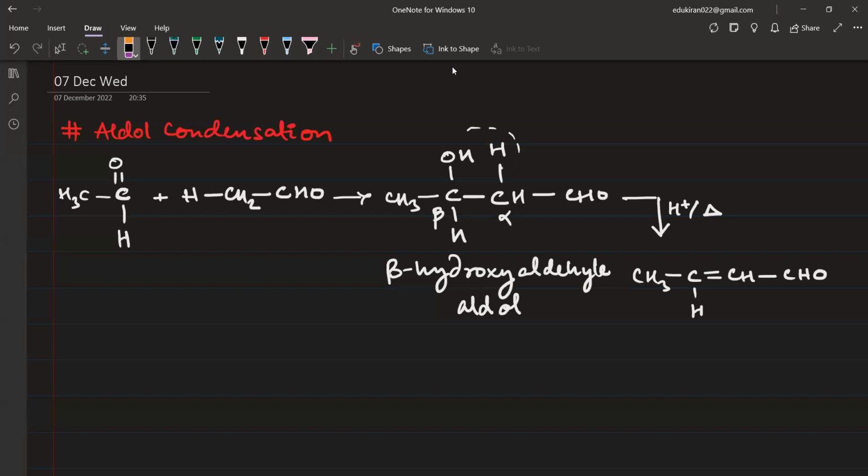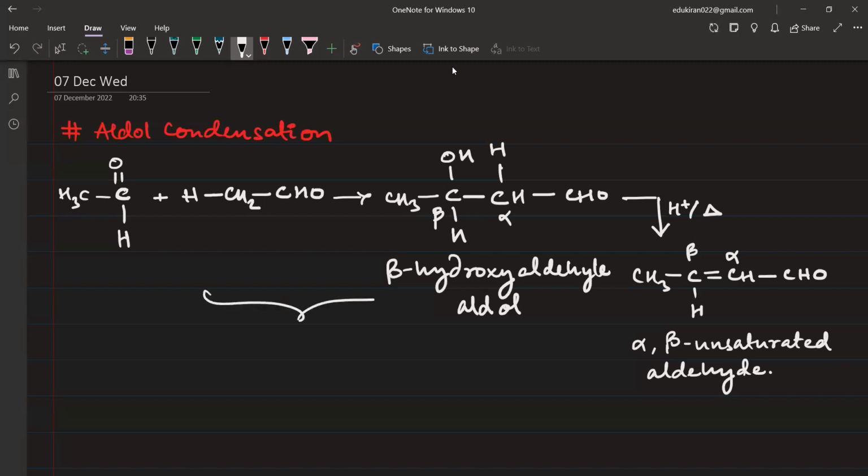In general, whether it is a beta hydroxy aldehyde or a beta hydroxy ketone, both of them are generally known as aldol. This is your alpha carbon, the carbon directly connected to the functional group. This is your beta carbon, and there is a double bond between alpha and beta. Hence, it is known as alpha beta unsaturated. Now this is an aldehyde, so we will call it an unsaturated aldehyde.